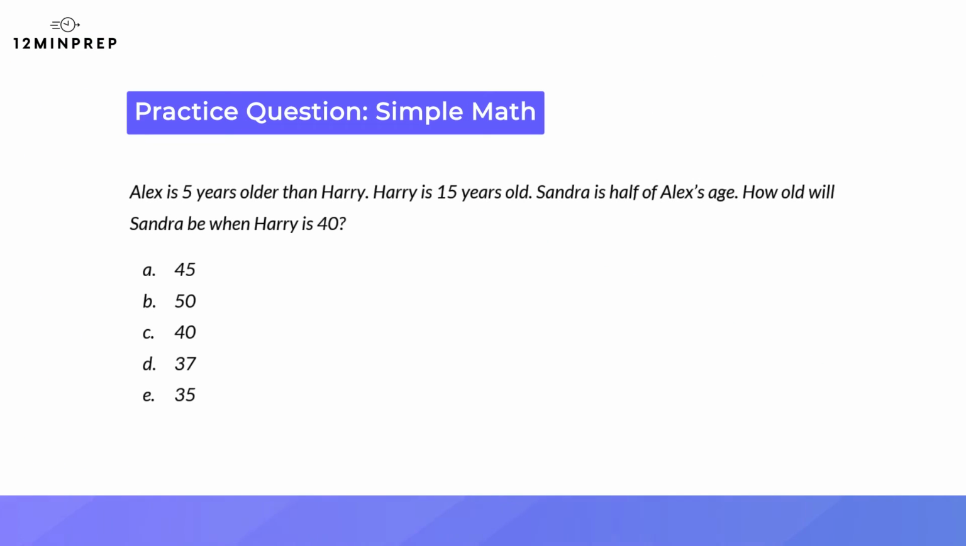Pause the video and try this sample question. The correct answer is 35. First, we know Harry is 15. Alex is 5 years older, so he is 20. Sandra is half of Alex's age, making her 10, which is 5 years younger than Harry. This means that when Harry's 40, Sandra will be 35.